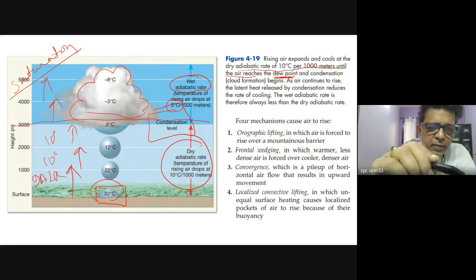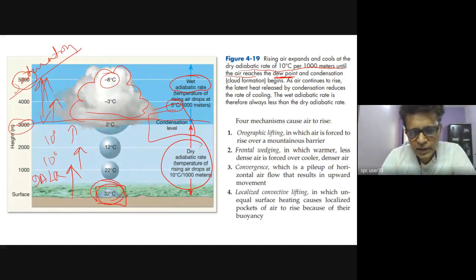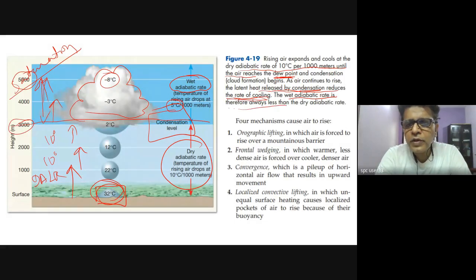So, wet adiabatic lapse rate. What had started at 32 degrees at the surface, at 3,000 meters went to 2, and from 3,000 to 5,000, the next 2,000 meters, it has gone down to -8. Now this is a peculiar condition. As the air continues to rise, the latent heat released by condensation reduces the rate of cooling, right? The heat is there, and that's why it reduces the rate of cooling. The wet adiabatic lapse rate is therefore always less than the dry adiabatic lapse rate.